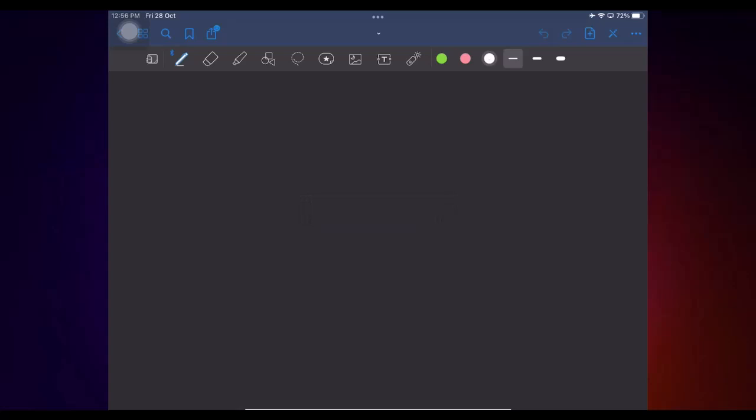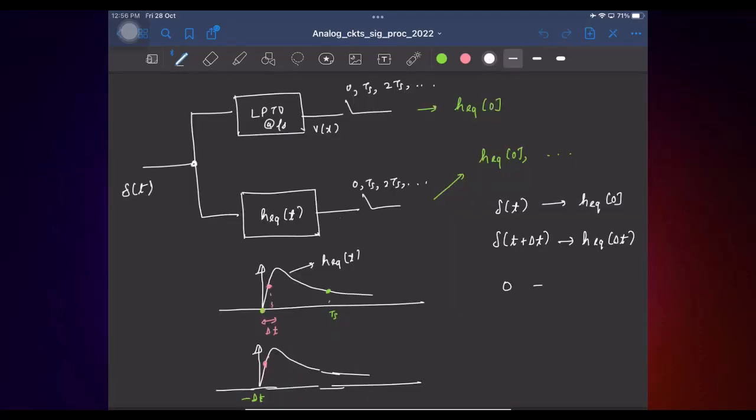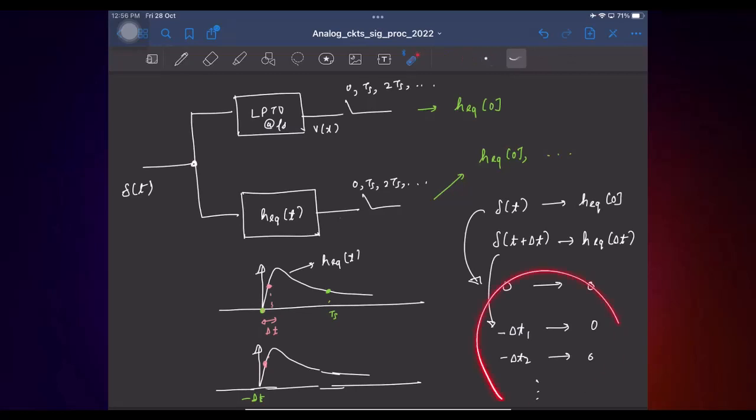Okay, stuck. Okay. This says I apply the impulse at 0, measure the output at 0. The second experiment says I'll apply the impulse at what time? Minus delta t and observe it at 0. And of course this is, let's say, minus delta t1, I'll apply minus delta t2 at 0. And this of course is what we saw when we used the Fourier transform properties also.